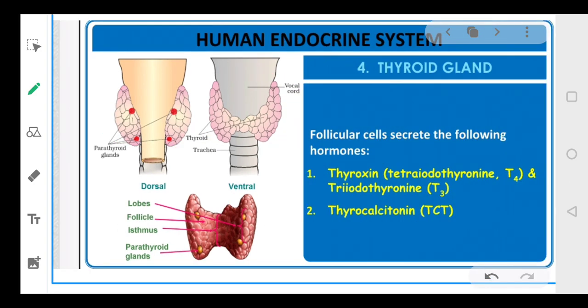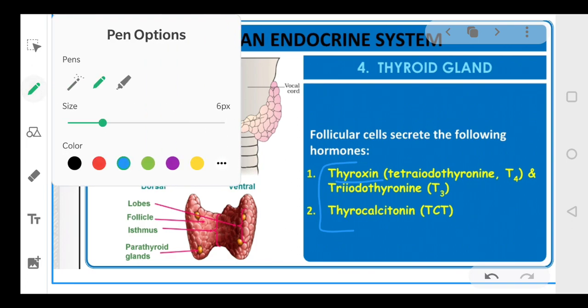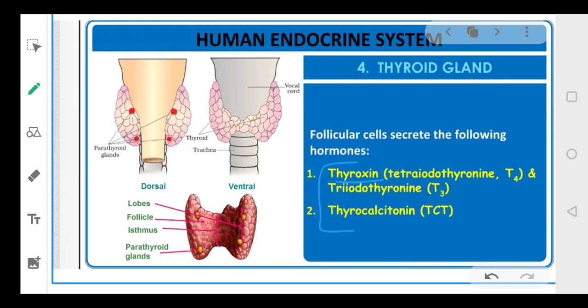Now, the hormones which are produced here. There are two hormones which are produced here. One is thyroxine, tetraiodothyronine, that is T4. So simply we can call it T4. And next is triiodothyronine, that is T3. So these are the two hormones. Then there is thyrocalcitonin. The second important hormone is thyrocalcitonin, that is TCT.